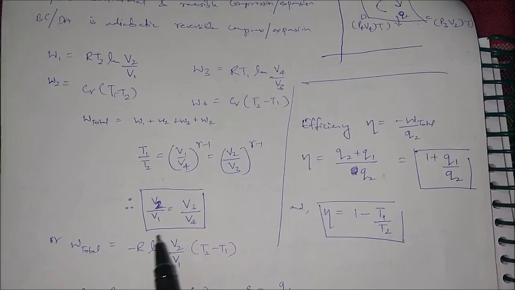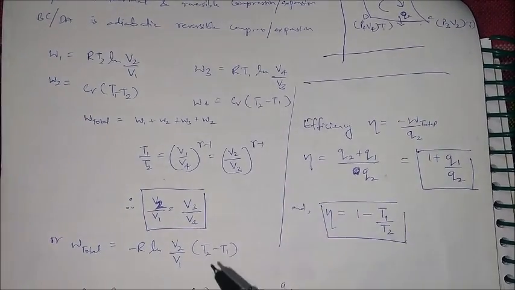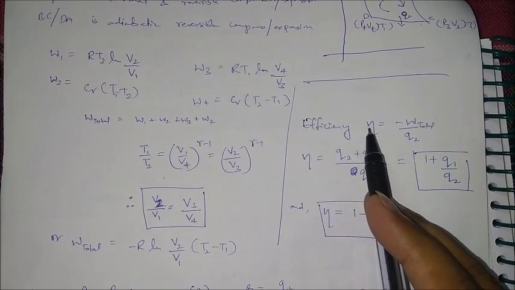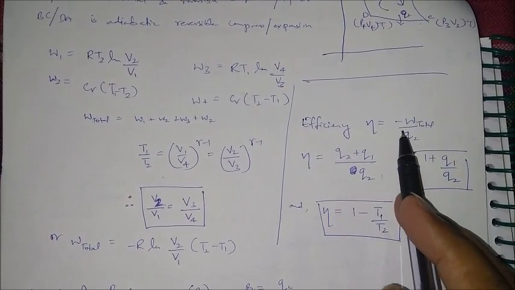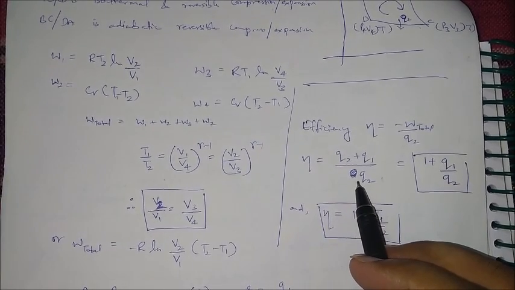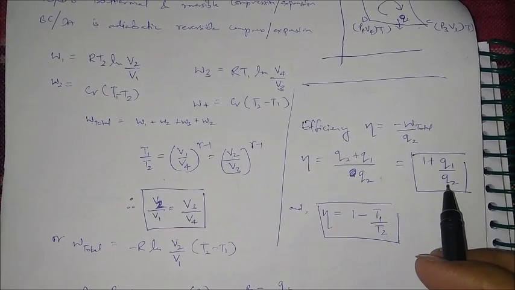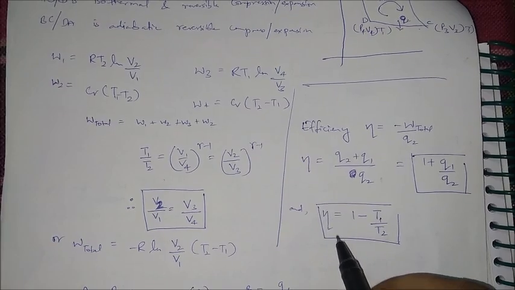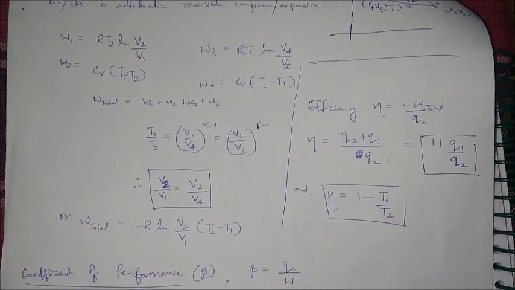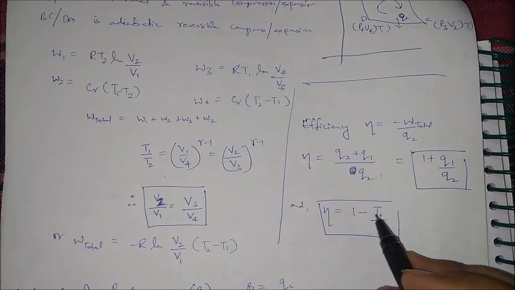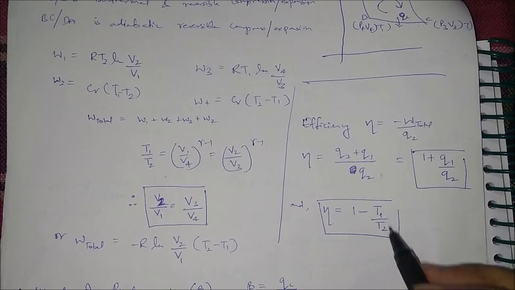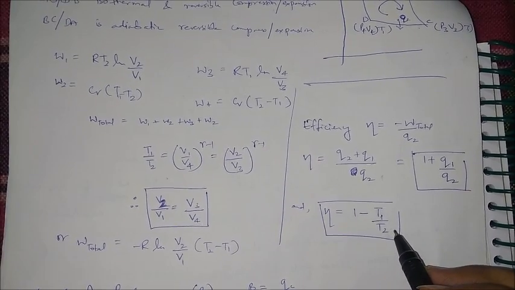So this is the total work done during a complete cycle of Carnot cycle. Efficiency is given by eta is equal to minus W total upon Q2, and efficiency is also given by (Q2 minus Q1) upon Q2, or 1 plus Q1 upon Q2, and efficiency is also given by 1 minus T1 by T2, or you can write it as T sink upon T source. Okay, so this is the temperature of sink, and this is the temperature of source.